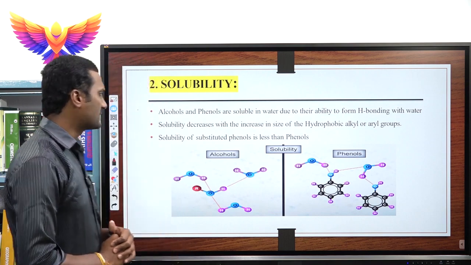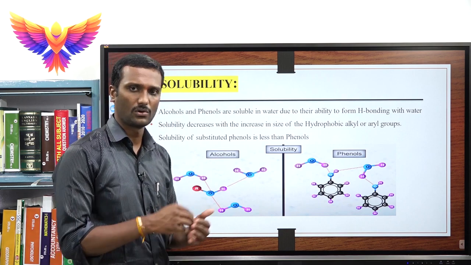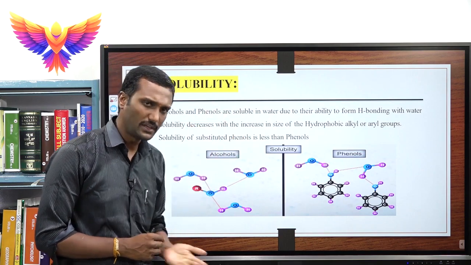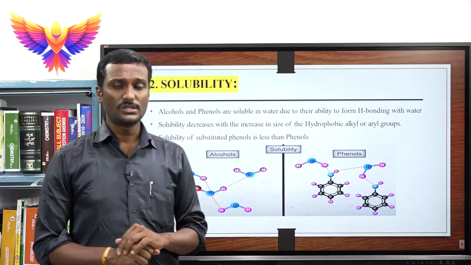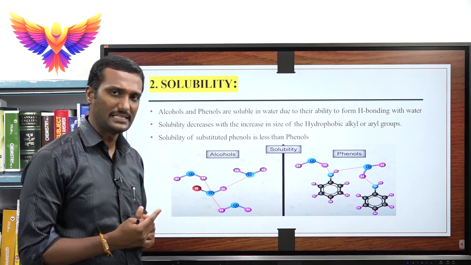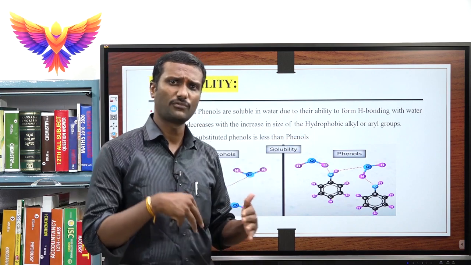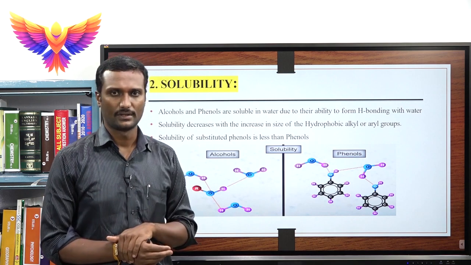The second point: solubility decreases when the size of the hydrocarbon part of the alcohol or phenol increases. For example, when you take propanol, we have 3 carbon atoms, and hexanol we have 6 carbon atoms where an OH group is attached. So when the number of carbon atoms increases, the solubility will decrease. So here we call it hydrophobic. Phobic means phobia, meaning it will not dissolve, it will not react with the water. It's a phobia.